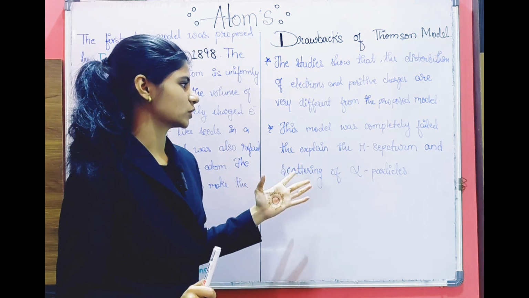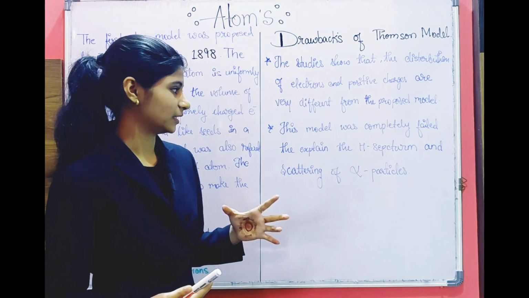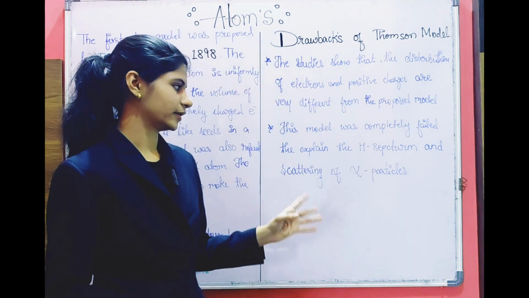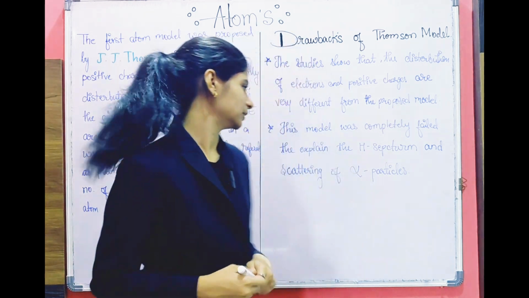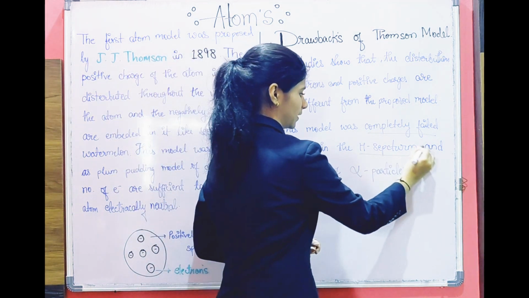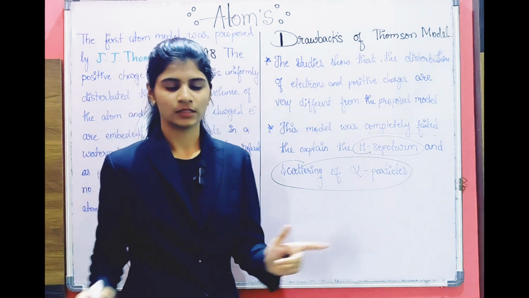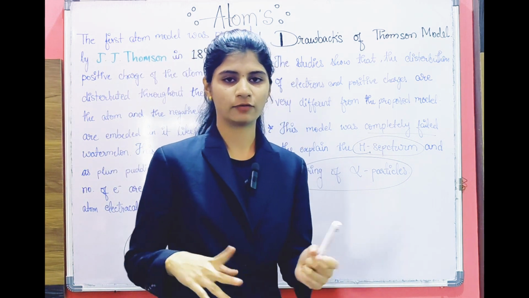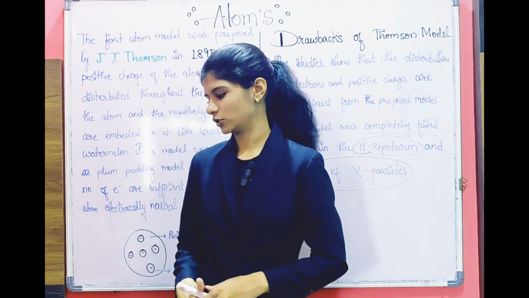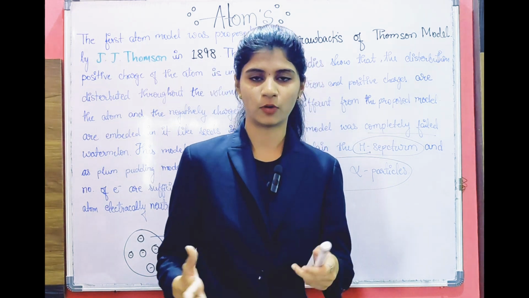Then this model completely failed to explain the hydrogen spectrum and scattering of alpha particles. This line says the model completely failed to explain the hydrogen spectrum and the scattering of alpha particles. These 2 points you have to add in one line. So these are the 2 drawbacks of the Thomson atom model. After this we will go to the Rutherford atom model in the next video.